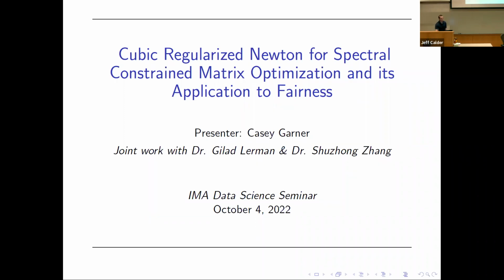Lehrman, for that introduction. So what I want to present today is some work that we recently sent off at the end of August, right at the beginning of September. And it really is an application of cubic-regularized Newton to solve a broad set of matrix optimization problems. And we do have an application in data science for this idea of fair and robust covariance matrix estimation.